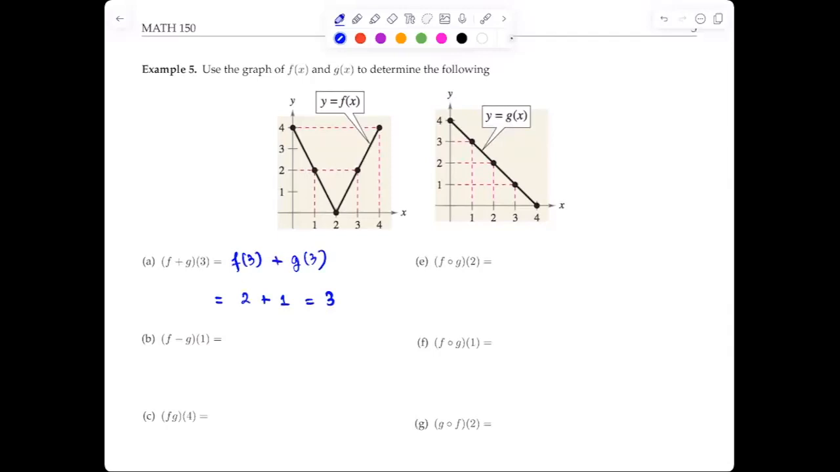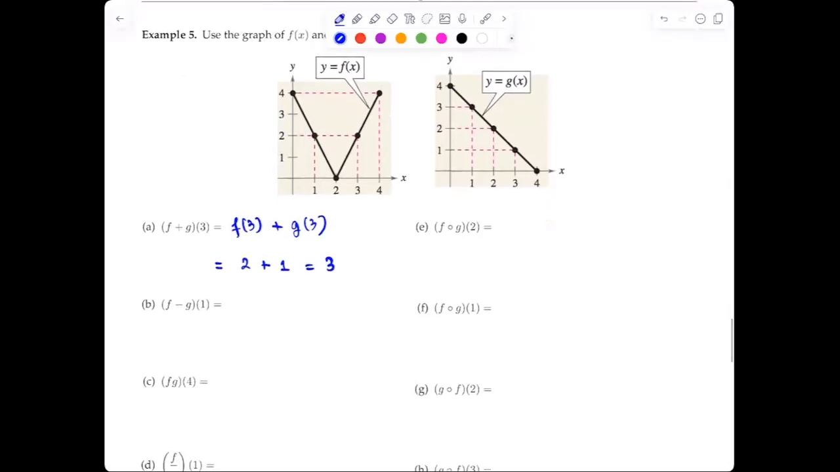Easy, yes? Now f minus g of 1. Give me f of 1 minus g of 1. So f of 1 is 2 and g of 1 is 3. So 2 minus 3 is -1.